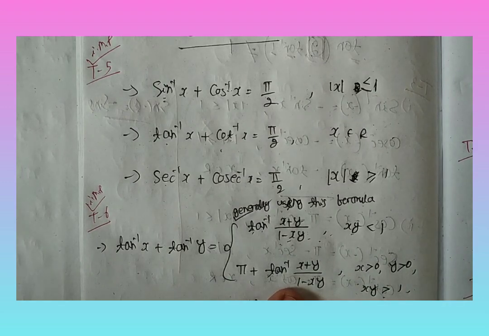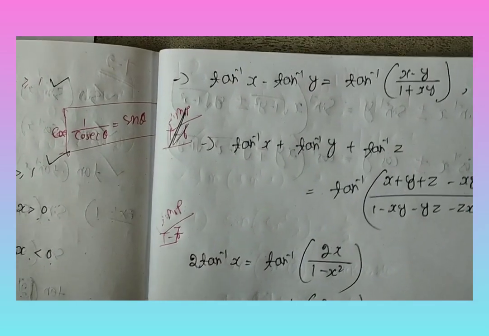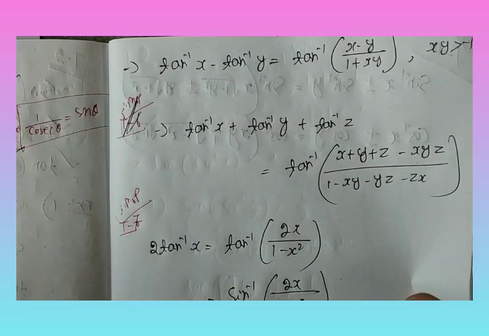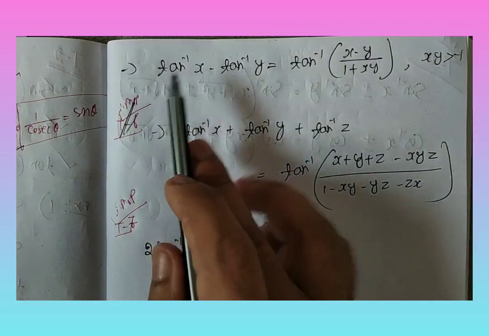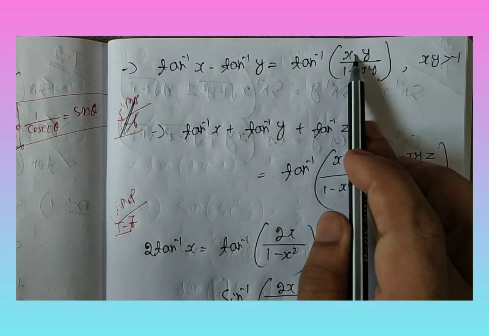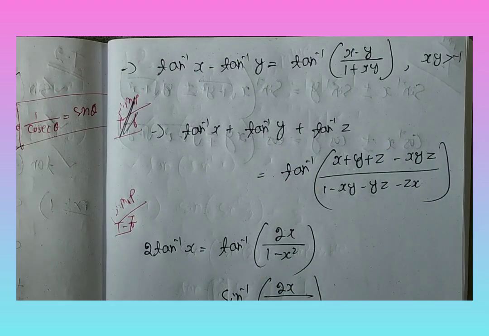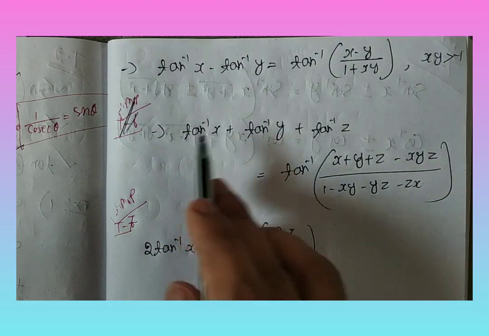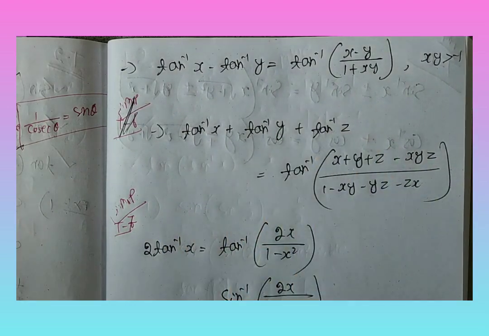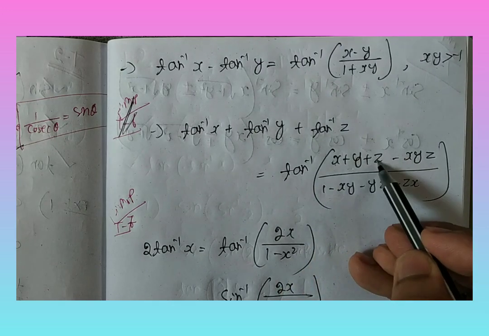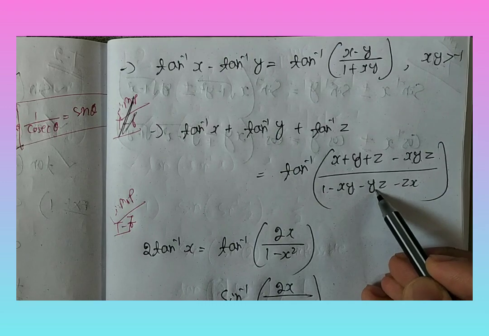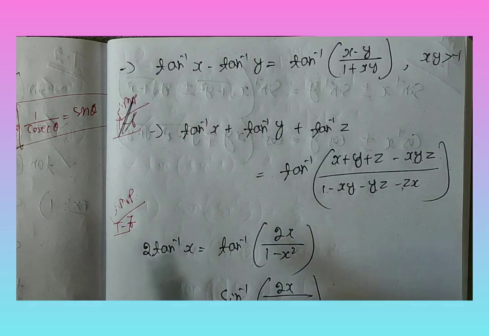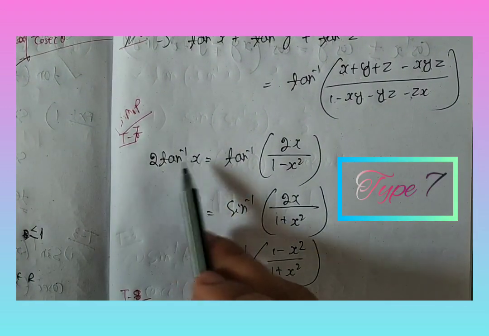Next, second bit of type 6. Tan inverse x, here instead of plus, it is minus. Tan inverse x minus tan inverse y equals tan inverse x minus y by 1 plus xy. Then tan inverse x plus tan inverse y plus tan inverse z is tan inverse x plus y plus z minus xyz whole divided by 1 minus xy minus yz minus zx. Next, type 7. 2 tan inverse x.